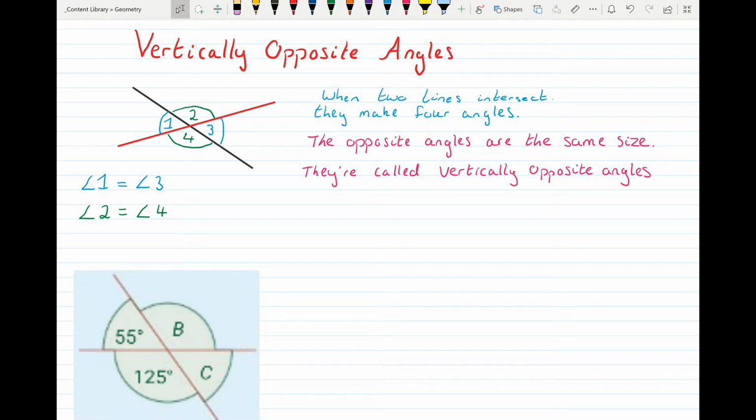Hi there, welcome to another video on geometry, and today we're going to continue to calculate angles and now look at a special case, vertically opposite angles.